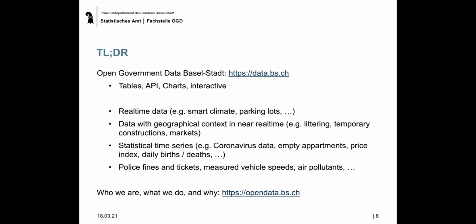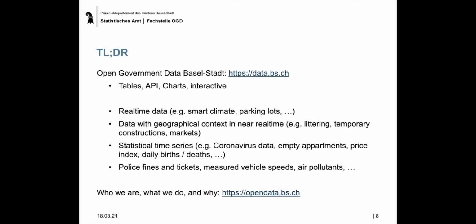Not the final results, but the ones that can be published at 12 o'clock, they were also there. Then we have other big groups with nice data sets. For example, we have police fines and tickets. You can see more or less where and when, who paid, not who, but that people paid a police ticket, and why they paid it.